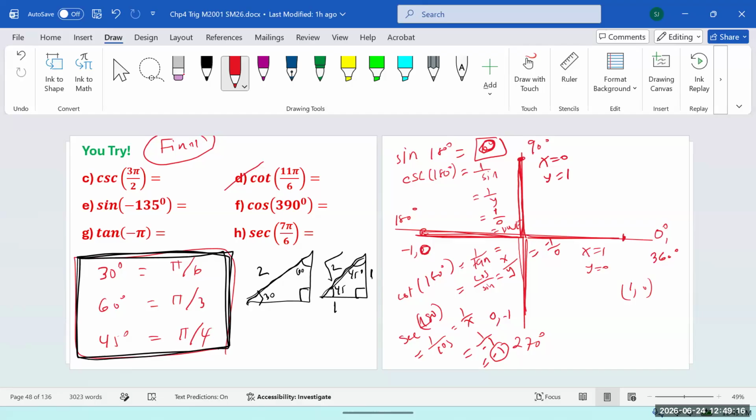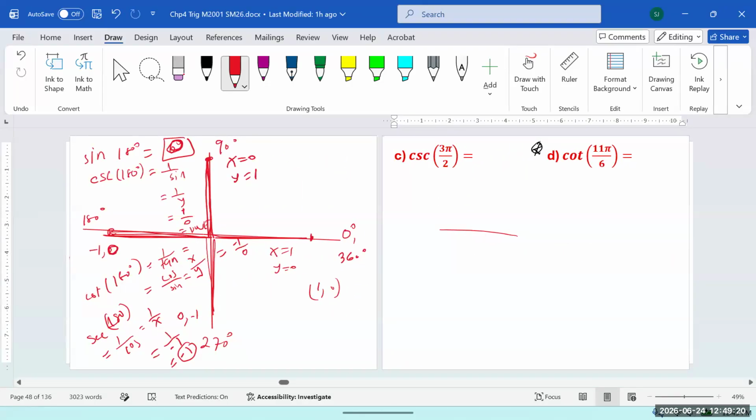Cosecant. Cosecant 3 pi over 2. Okay, so 3 pi over 2. Let's do everything.